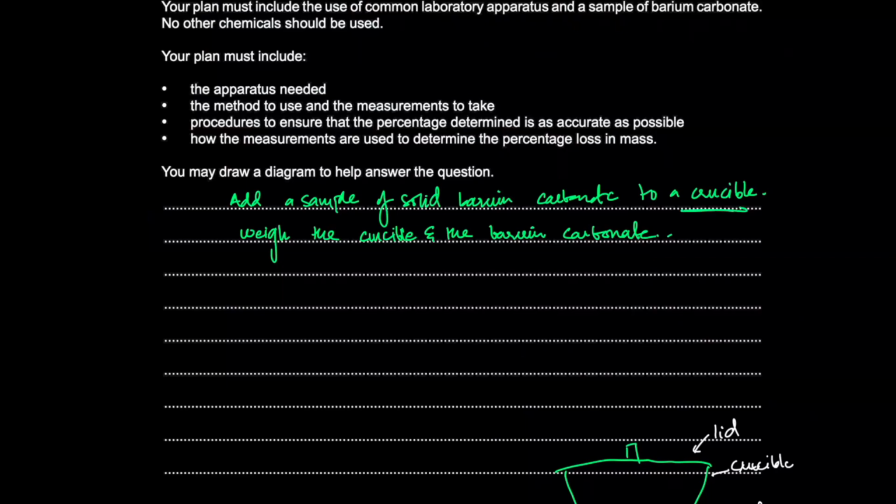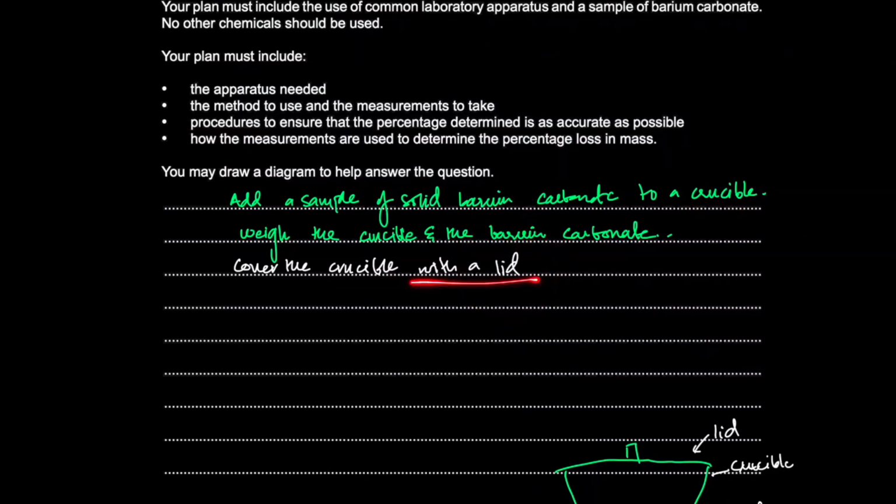In this experiment, they will allow you to use a beaker as well, but a crucible is the better choice of apparatus here. So you weigh the crucible and the barium carbonate, and then you cover the crucible with a lid. Again, this could also be a beaker. Even if you don't use a lid, they accept that. They don't necessarily require you to use a lid either. I'm just telling you the proper way to do it. You won't lose marks for it.